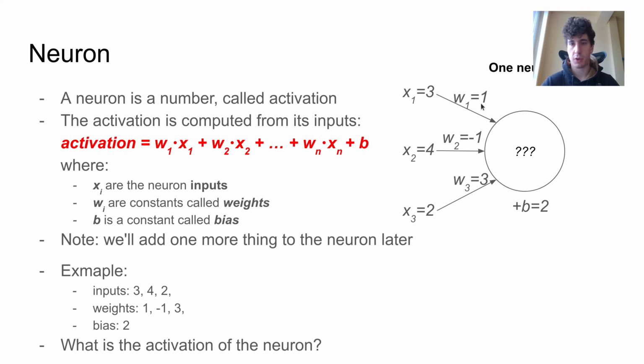Alright, so if you compute it, it's 1 times 3 plus minus 1 times 4. So you have minus 4 plus the previous 3, we have minus 1. We have 2 times 3, which is 6. We add to minus 1, we have 5. And if we add b, these two, we will get 7. We'll have 7 in here. So the activation of this neuron is 7.